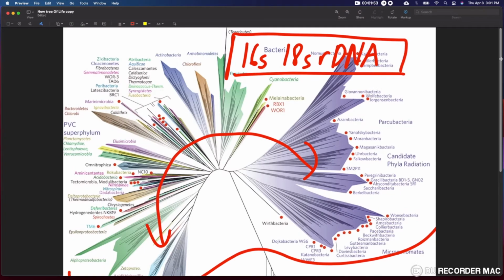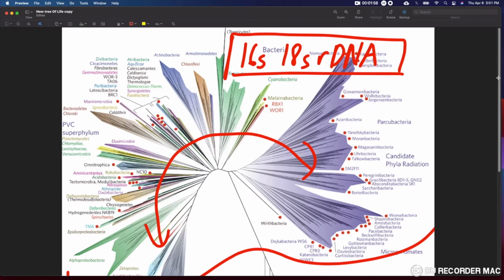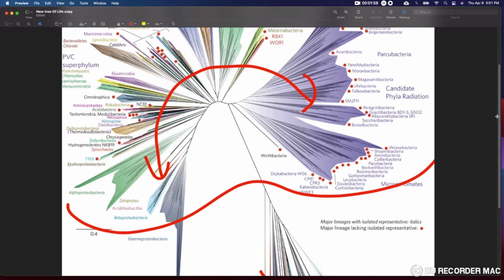This is what I call the anahaw tree. It looks like an anahaw, right? It's fanning out and weird looking.